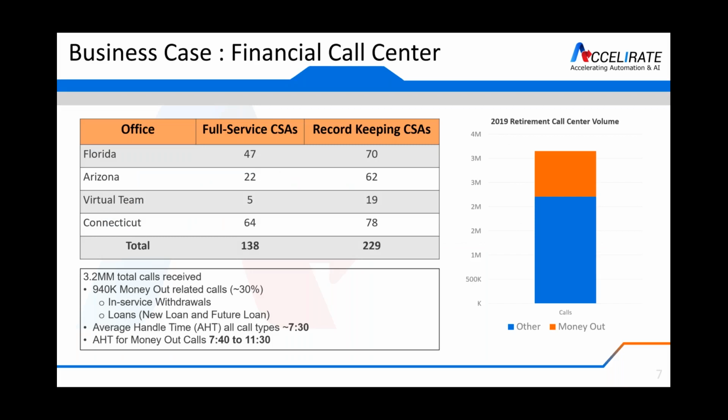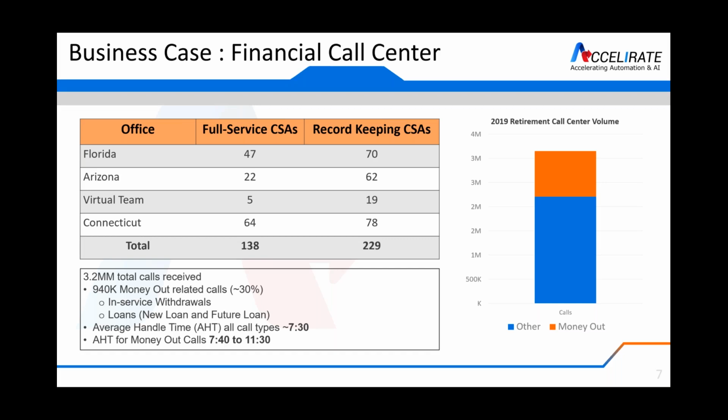That was really helpful. So we would like to share a small business use case that we have recently executed for one of our major financial clients. And just to give you a brief idea about the problem statement, our client had around 4 call centers within the US region, based out of Florida, Arizona, Connecticut, and they also had a small virtual team based out of New York. Overall, they had about 400 customer service associates. We call them CSAs. They're working for 2 groups, specifically full service and record keeping.